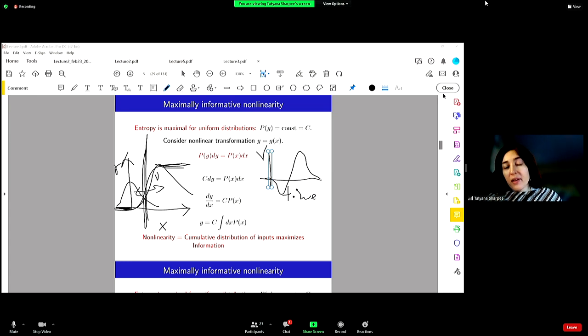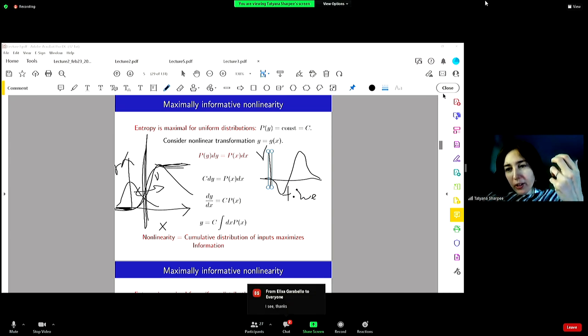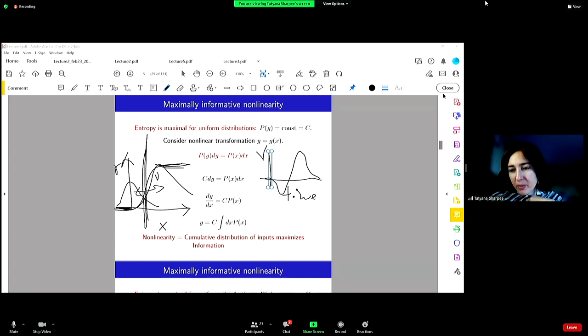I have some slides that I didn't quite prepare for this lecture, but I have available, to talk about understanding adaptation using these principles, because once the input distribution changes, this nonlinearity has to change. And then there is another question: how soon can the animal detect that there has been a change in the probability distribution? And that's a statistical question.